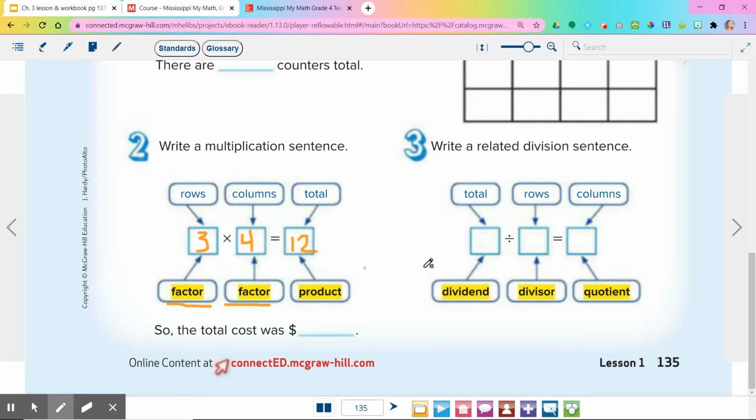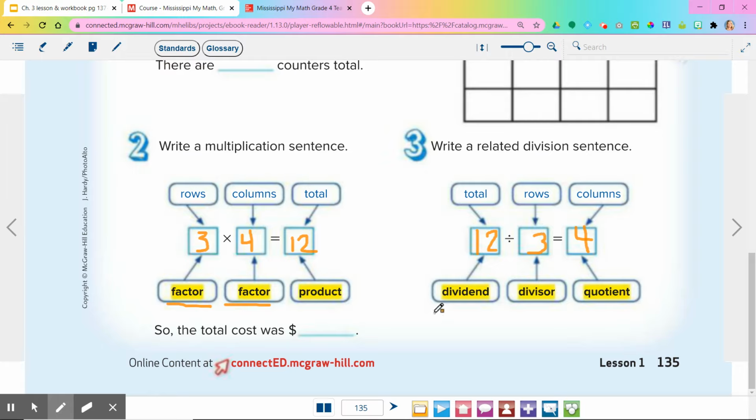Now, we can also turn this into a related division sentence, because I know if 3 times 4 equals 12, then 12 divided by 3 is going to equal 4. We can look at this division sentence backwards to check. 4 times 3 equals 12, which is correct.